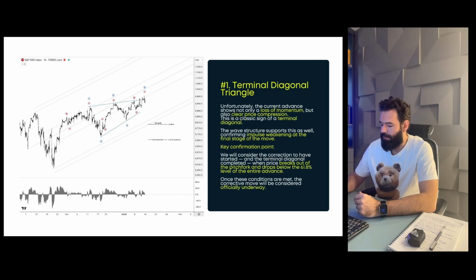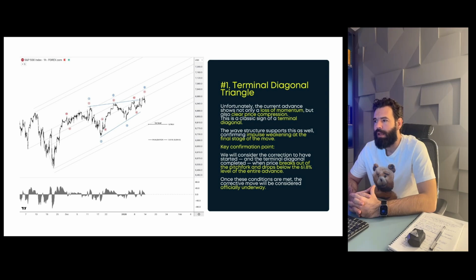The first scenario, friends, is an ending diagonal. And unfortunately, the current growth shows not only a slowdown in momentum, but also a clear narrowing. The wave structure of the movement also points to this. That is, each of the upward moves that have formed since the end of November 2025 has been forming in threes. The key confirmation point, the start of a correction and the completion of the ending diagonal will be considered as the initial breakout from the pitchforks, which is at the 6,800 level, and then a break below the 61.8% retracement of the rise, which is at 6,700. Once these conditions are met, we will officially consider the start of the corrective movement as having begun.